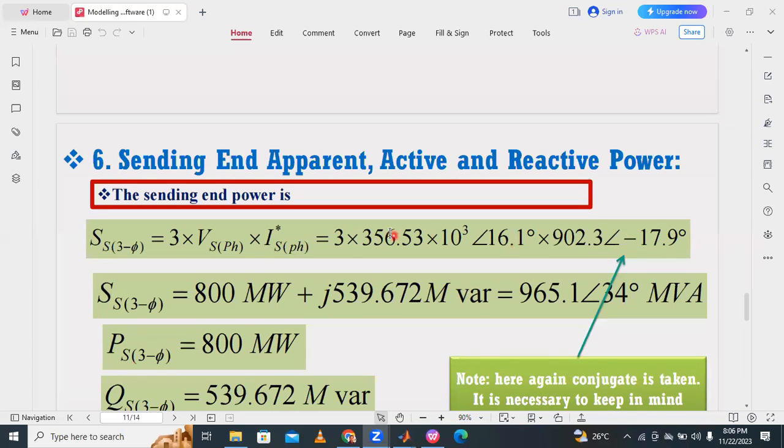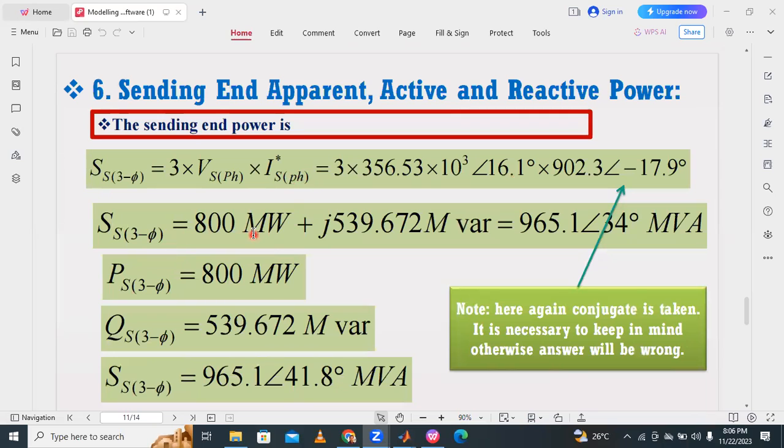The polarity changes by conjugate. And then S is equal to 800 megawatts plus j539.672 megavolt ampere reactive. So this is called apparent power at the sending end side. That is equal to 965.1 at an angle of 34 degrees megavolt ampere. This is called sending end apparent power.